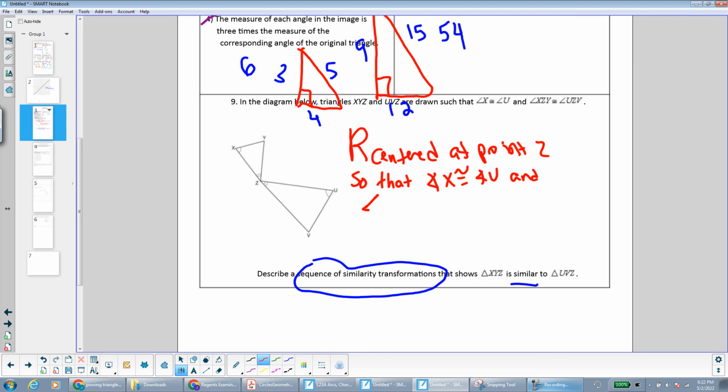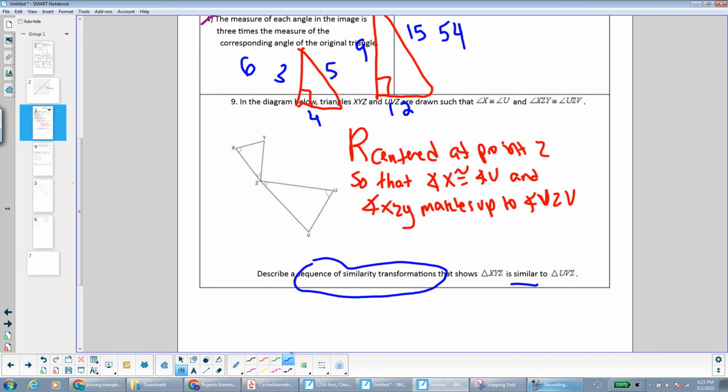and angle XZY matches up to angle UZV. Now, I'm just using the wording in the question here of the corresponding angles that need to match up to each other, because our goal of rotating about point Z is to make the corresponding parts match up to each other so that the two triangles overlap and are oriented in the same direction.